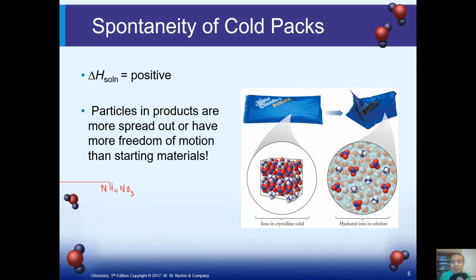This factor is common to many endothermic spontaneous processes. The freedom of motion of the particles in the products or the final state is greater than that in the reactants or the initial state. Additional examples include the spontaneous melting of ice from solid to liquid, and the evaporation of molecules of water from liquid to vapor. The water molecules have more freedom of motion in the final state.